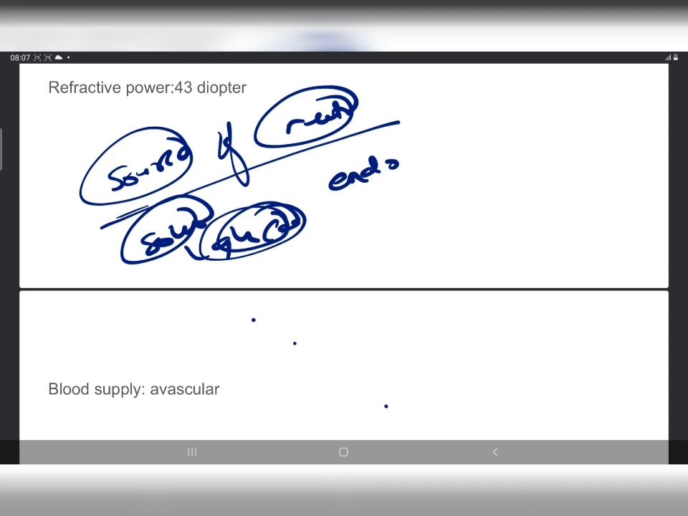Lastly we have the function of the cornea. It acts as a natural refracting medium and it protects the intraocular contents. Now finally let us summarize everything. The cornea is a transparent structure forming the anterior 1/6 of the eyeball, composed mainly of the fibrous tissue layer. It is avascular, there is no blood supply, and there are limbal vessels.